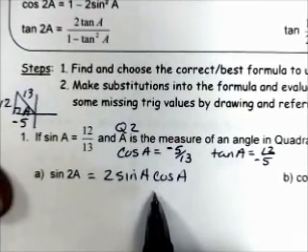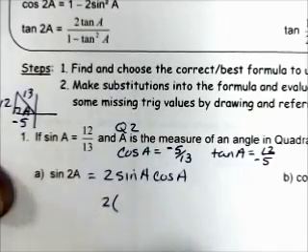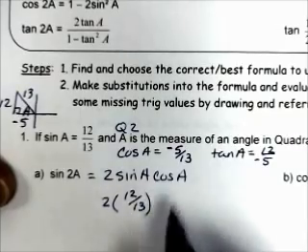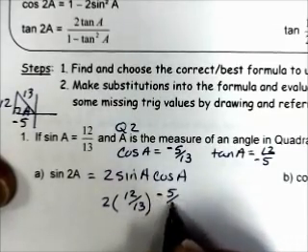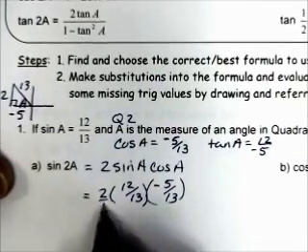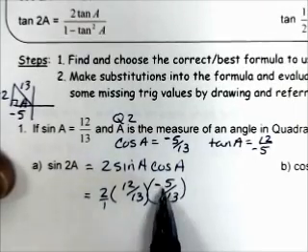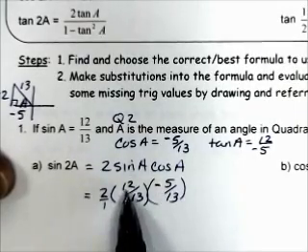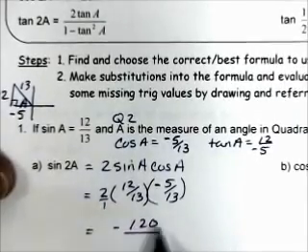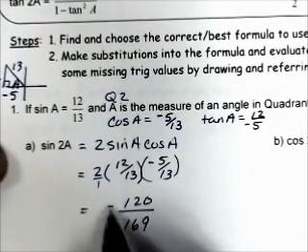So now we just plug in our values. So this is 2 times the sine of A, which is 12/13, times the cosine of A, which is negative 5/13. And multiply. That's a 2 over 1. Multiply the numerators. 2 times 5 is 10, times 12 is 120, so that'd be a negative 120 over 1 times 13 is 169.